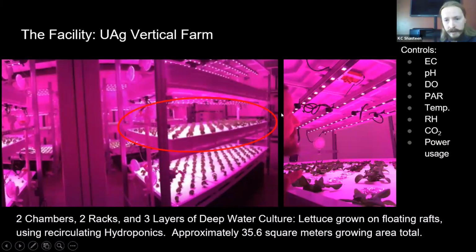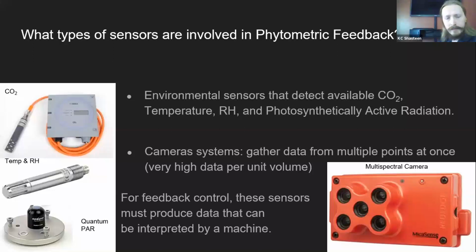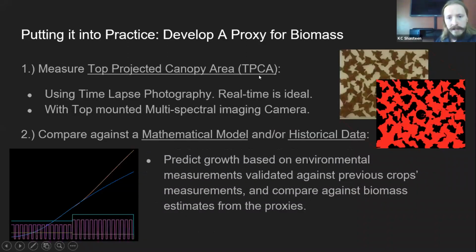And on this one level, encircled in red, I have a camera installed, which is fixed down on a certain area of the crop and monitoring the TCPA of the plants growing there. The sensors that are relevant to the model are CO2, temperature, PAR light intensity. And of course, I've got this multispectral camera as well, and it is monitoring in five different channels: red, blue, green, far red, and near infrared. The camera will take the TCPA of the growing crop and process that information into a number which we can compare against the output of the mathematical model simulations.